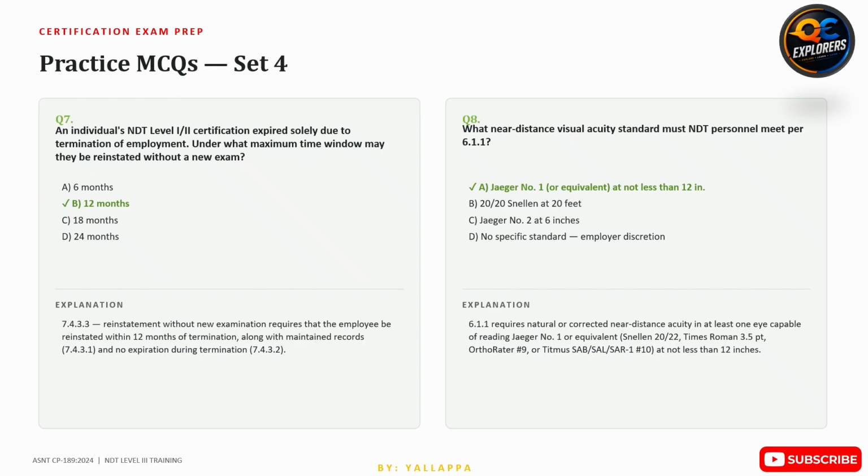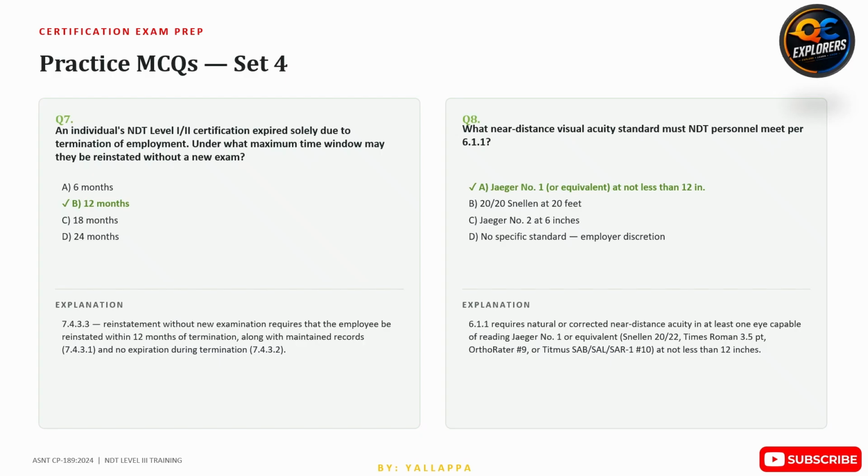This requirement is particularly useful in industries where qualified NDT personnel frequently move between projects or employers. Rather than repeating the entire certification process for a short employment break, CP-189 permits reinstatement when the required records have been preserved and the interruption falls within the specified limits. Now let's move to question 8.